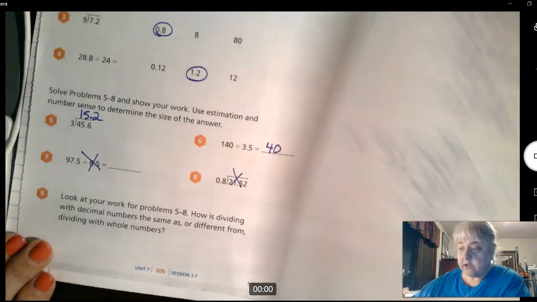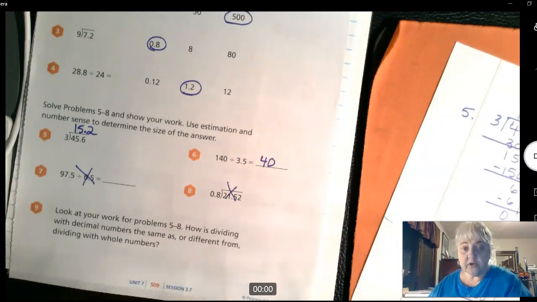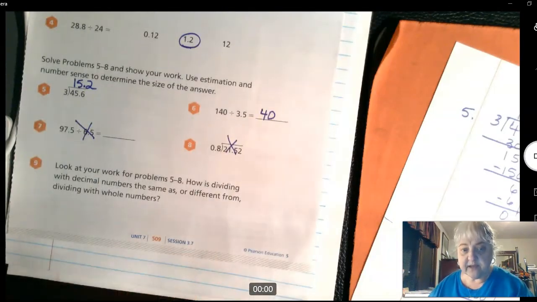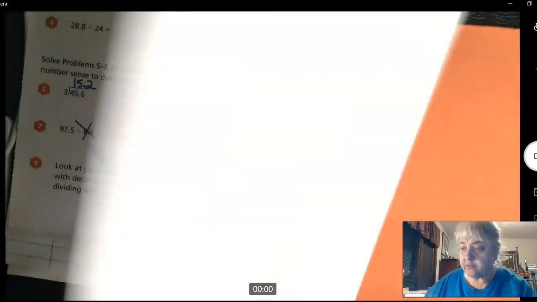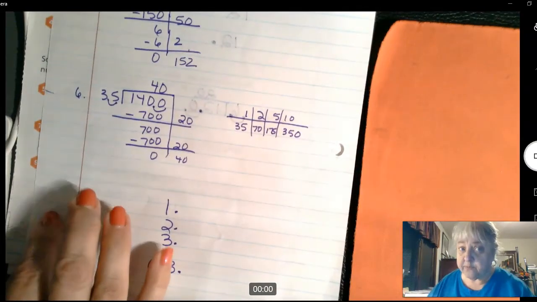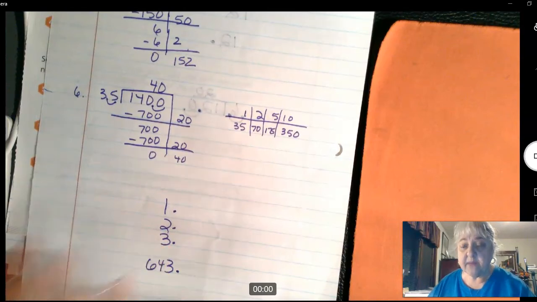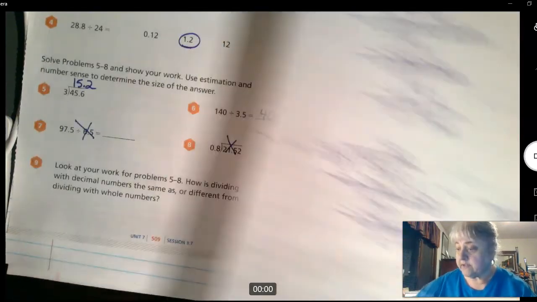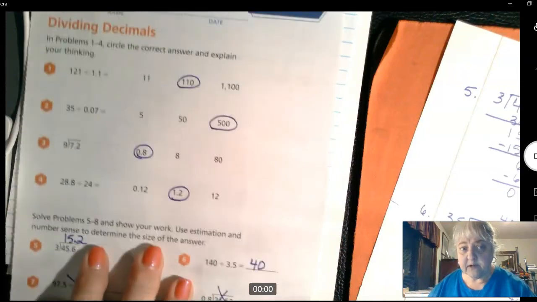So now I want you to go on down and read your directions on what you need to do to submit this page 509 to me. You don't have to submit your paper that you worked it out on, but I do hope that you did follow along and work it out, because that's going to help your brain remember how to do it. What you're going to do is you're going to submit this paper to me right here.